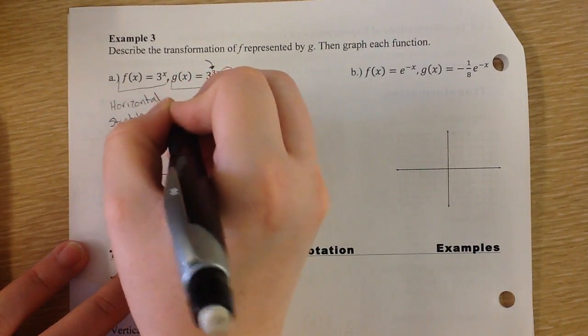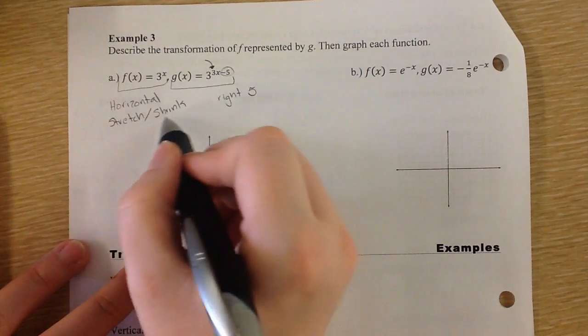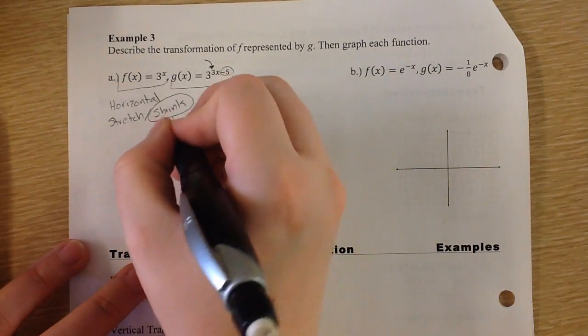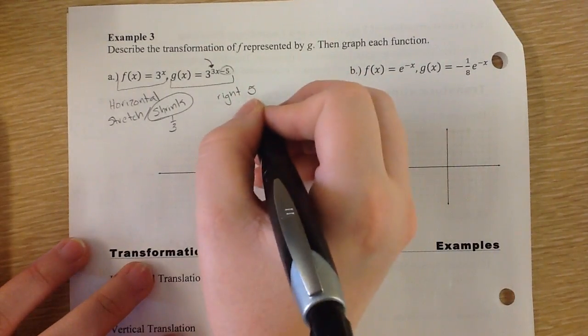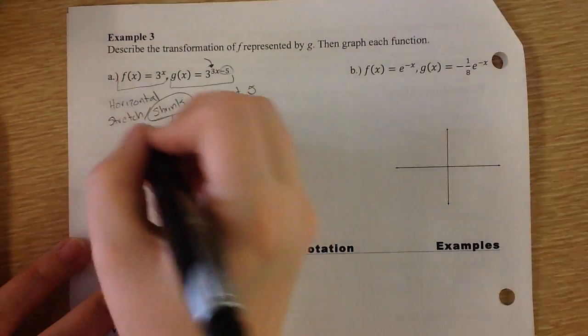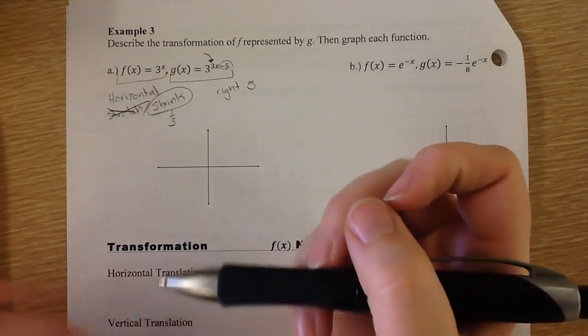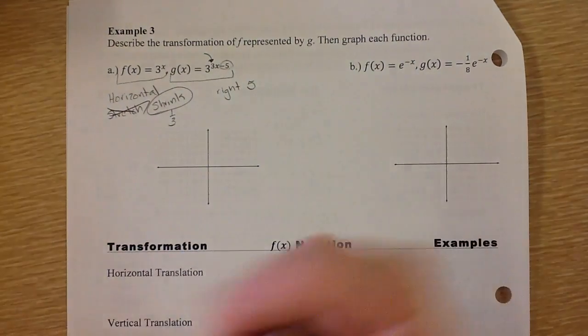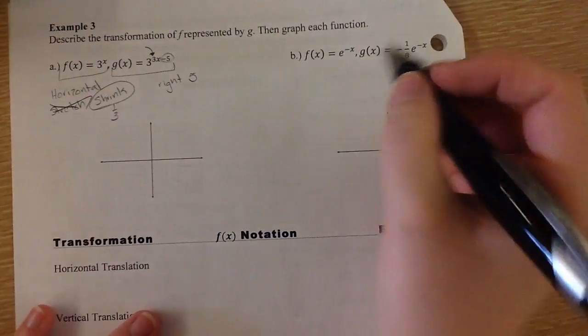Since it's horizontal, it works backwards. So since it's a 3, instead of a stretch, it would be a shrink, and by the reciprocal, by 1/3. So it's going to translate it to the right 5 and a horizontal shrink, not a stretch, by 1/3. Okay. So again, plot some points, get what those graphs look like. Okay. All right, on to the next one.